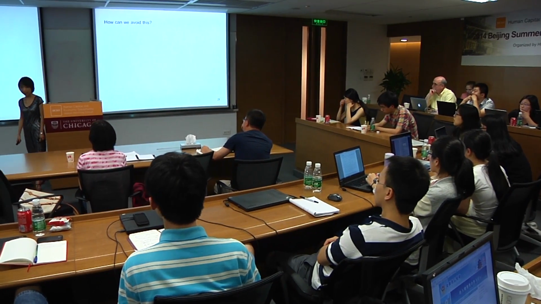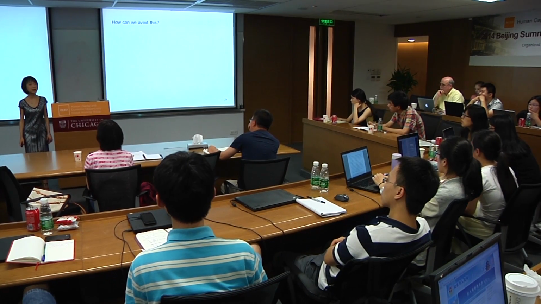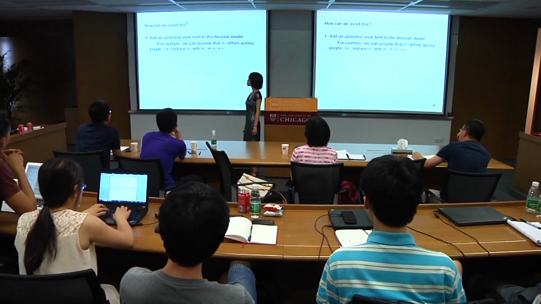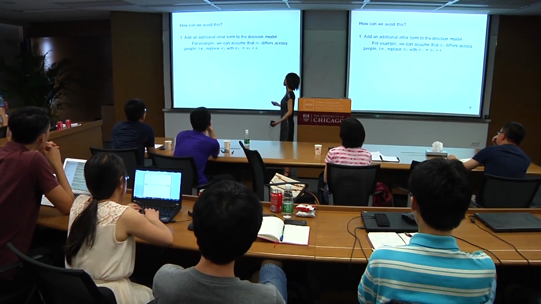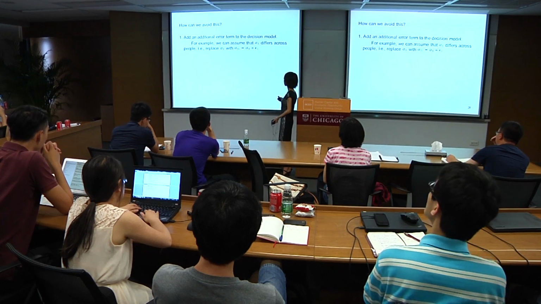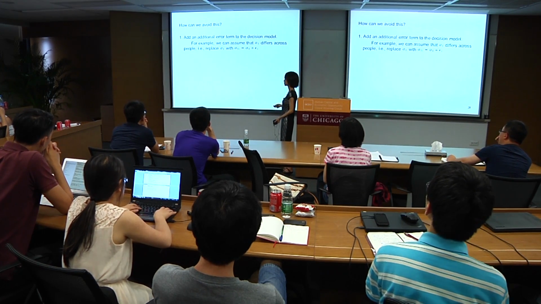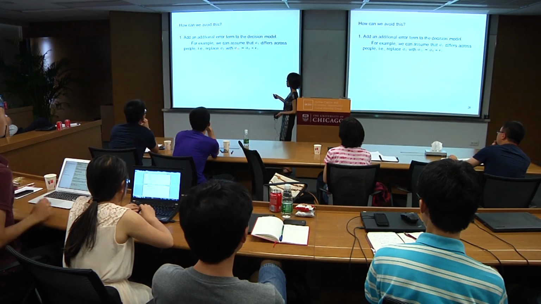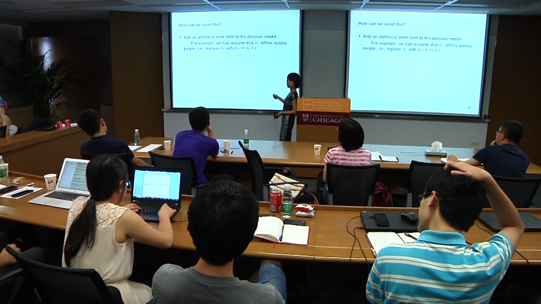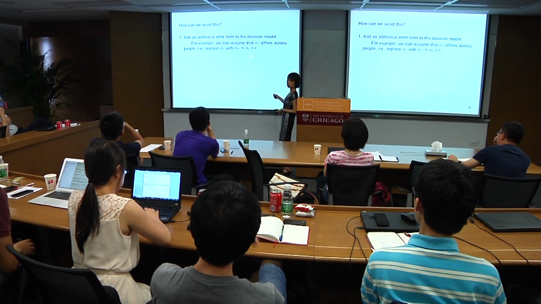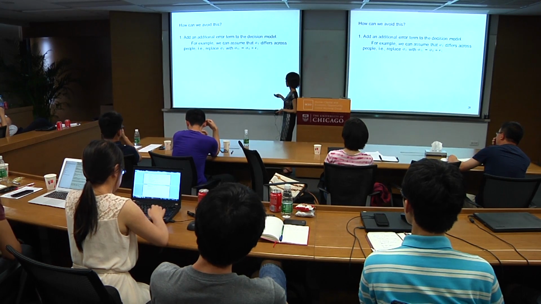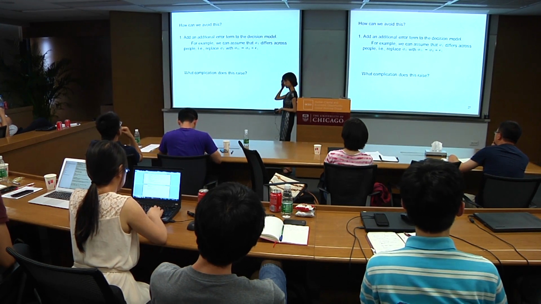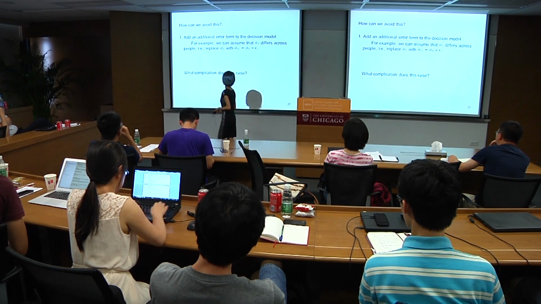Great. So add some observables. That's what you mean, right? So add an additional error term to the decision model. For example, we can assume that alpha 1 differs across people. Instead of a common alpha 1, we have an alpha 1 that is person specific: alpha 1 plus the case shock. And if you do that, what complication would this give you? Let's work it out.